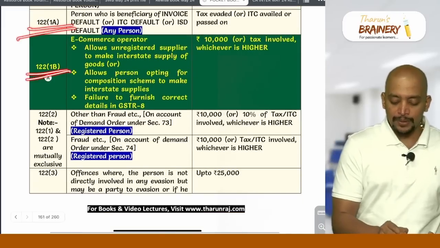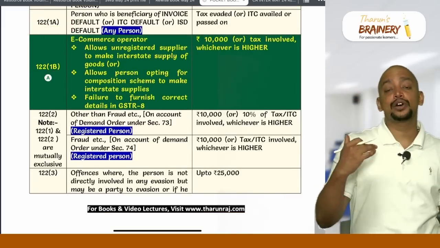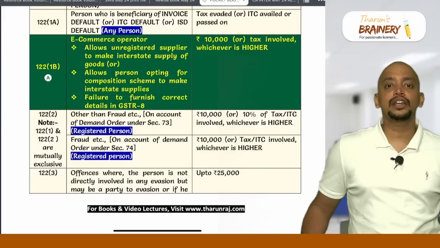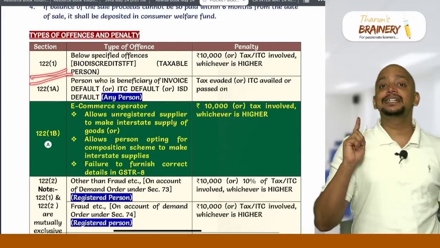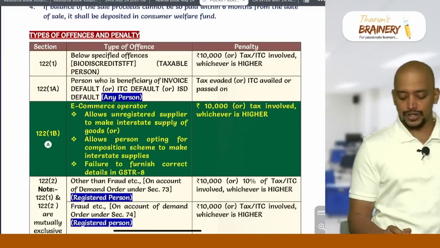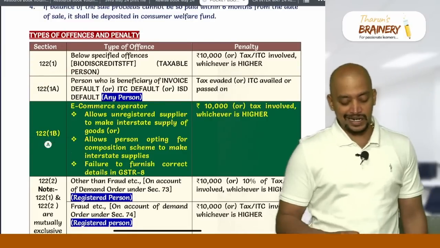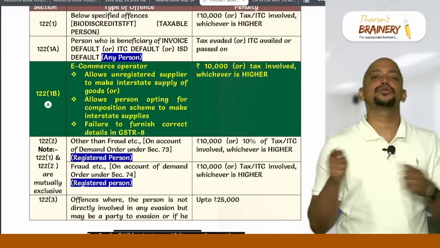Then 122(1)(b). This is a newly added provision. This penalty is on the e-commerce operator. The e-commerce operator is already covered under 122 subsection 1 for TDS TCS default, but there is another penalty here, 122(1)(b). What is that? The e-commerce operator is allowing an unregistered supplier to make supplies through their platform.